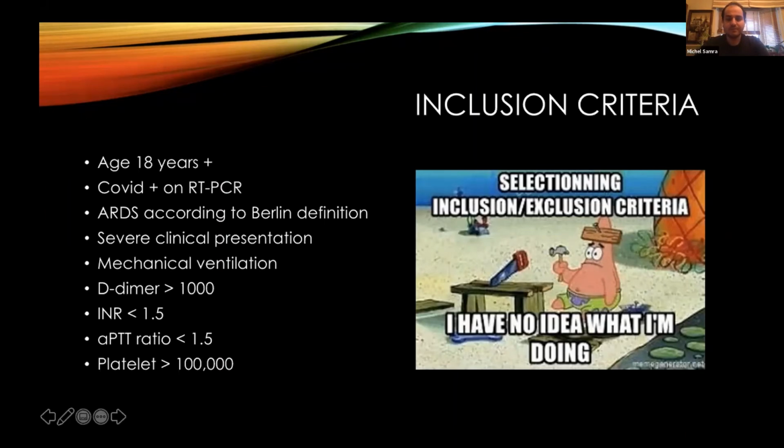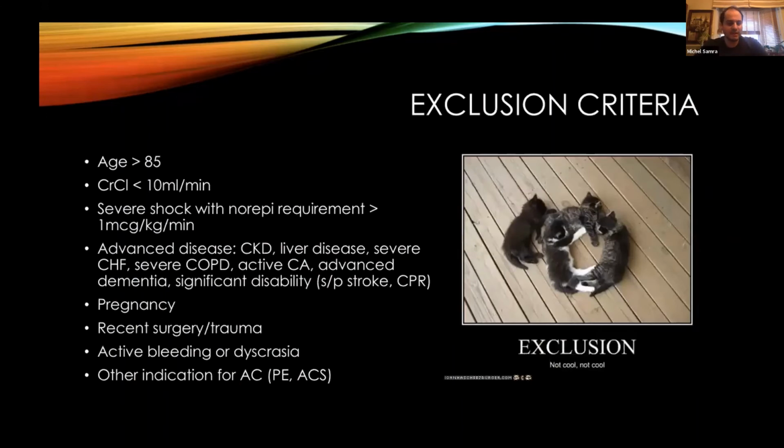Their exclusion criteria, so they excluded very elderly patients and patients with severe kidney dysfunction. They also didn't include patients who were in severe shock with a significant pressor requirement. They also excluded a lot of advanced diseases. So we talked about kidney.